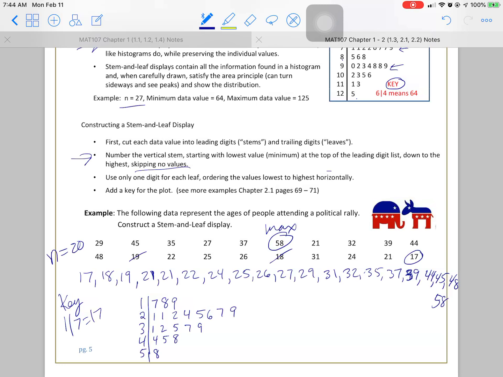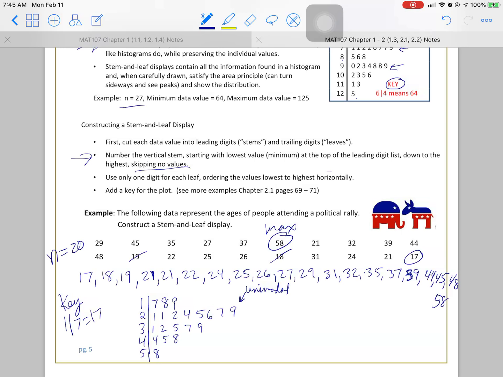All right, so if you turn your head a little sideways, you can see that this looks like a unimodal shape, right? Because there's one peak in the 20s, so 20-something was the most common. Let's go back to context here. This says the following data represents the ages of people attending the political rally. So you can say something like, the most common age is people in their 20s. There was one person in their 50s.